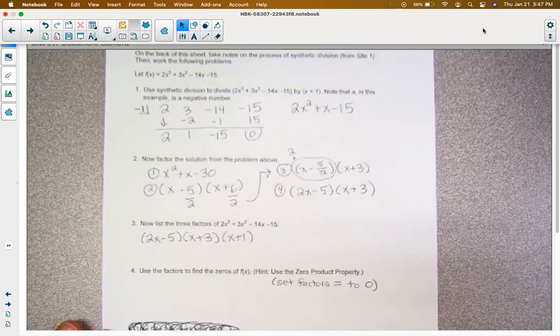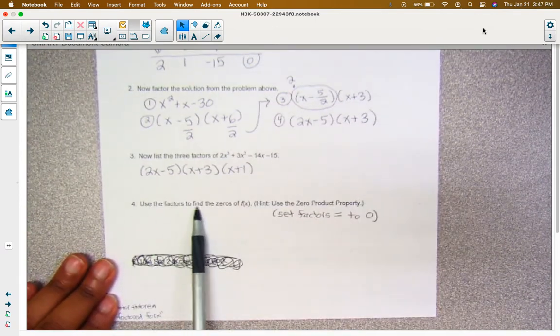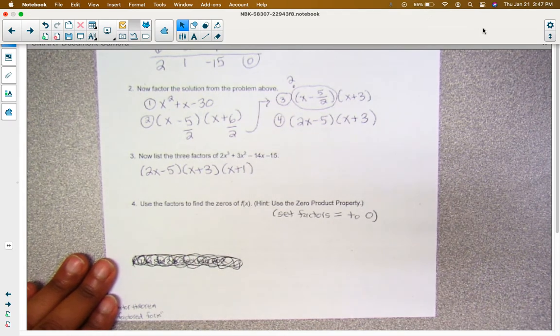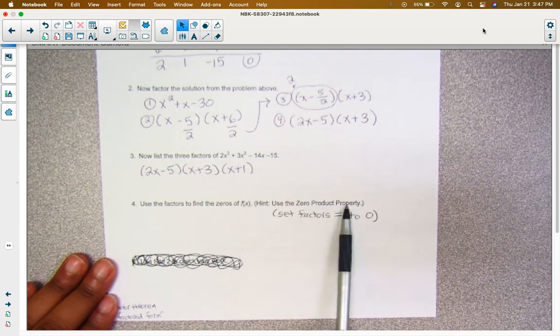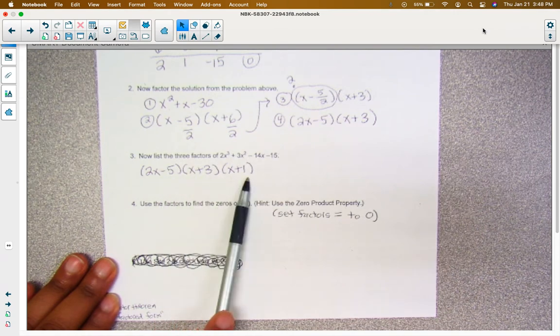And number 4, it says use the factors to find the zeros of f of x. Hint, use the zero product property. And the zero product property says you set the factors equal to 0. So I'm going to take these 3 factors and I'm going to set them equal to 0.